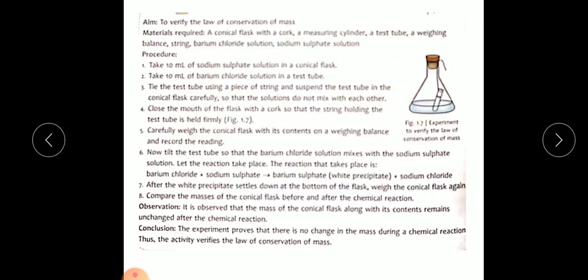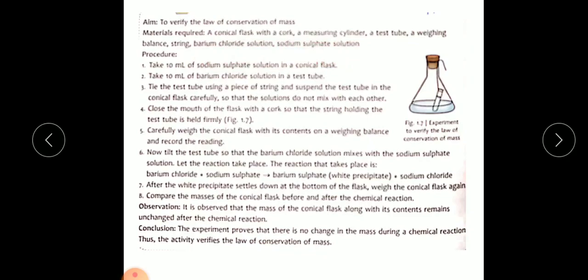Now today we'll see the activity which verifies the law of conservation of mass. The materials required are a conical flask with a cork, which is the stopper. A measuring cylinder, an apparatus used to measure the volume of liquid. A test tube. A weighing balance and string. Barium chloride solution and sodium sulfate solution. These are the two solutions, or reagents, that you need to take.